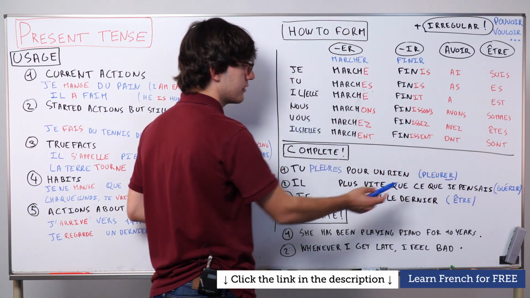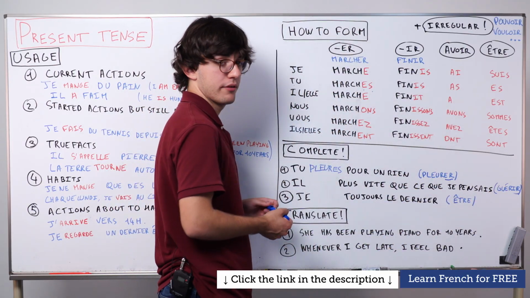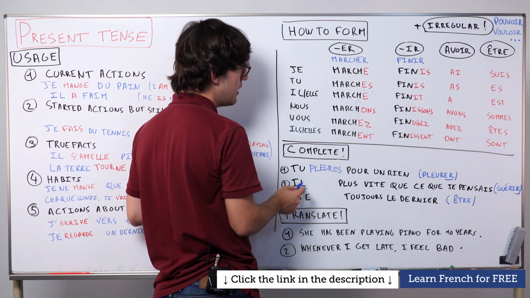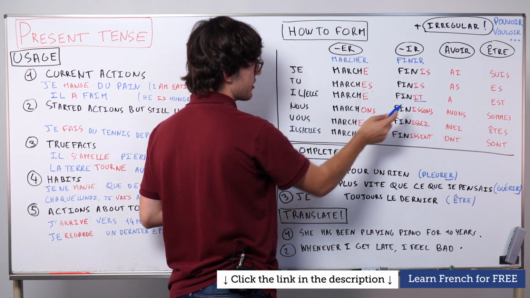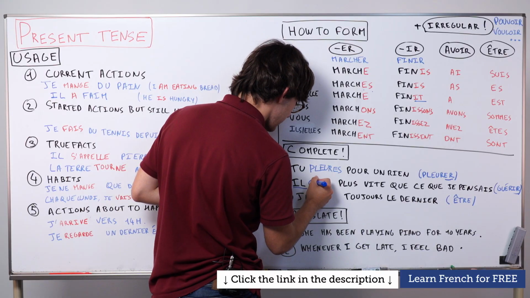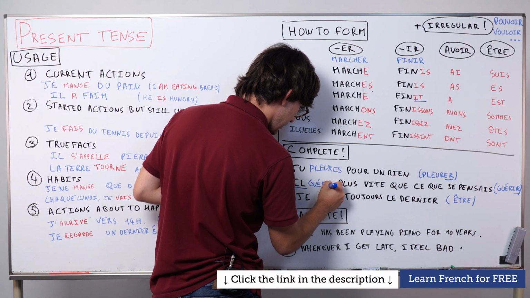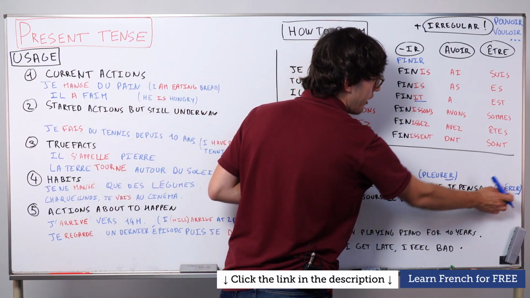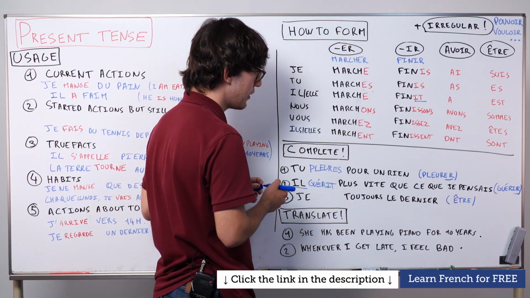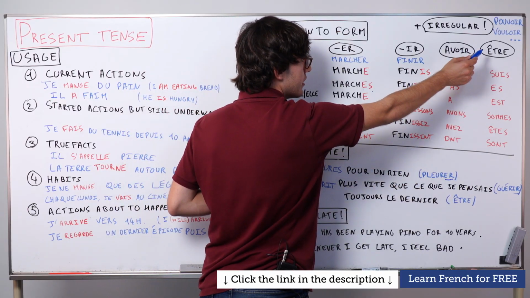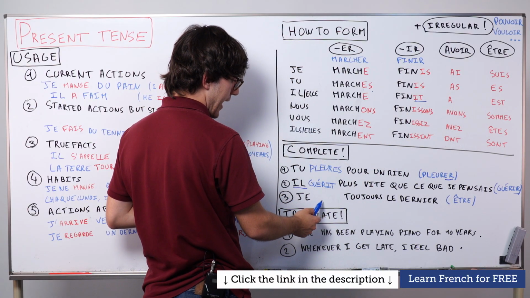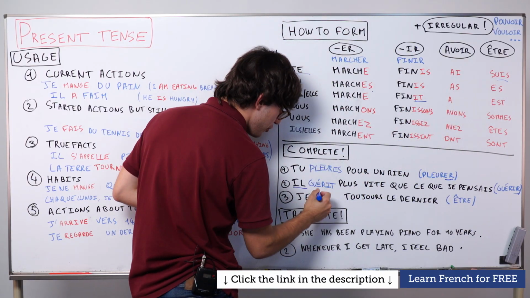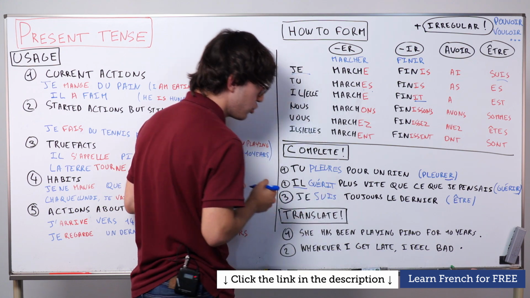Then, guérir. Guérir ends with IR. Luckily, this is a second group verb. So you just check the subject: il. You get rid of the IR and you add IT here. And the last one, the verb être. Je, être, toujours le dernier. The subject is je, so the verb is, je suis, toujours le dernier.